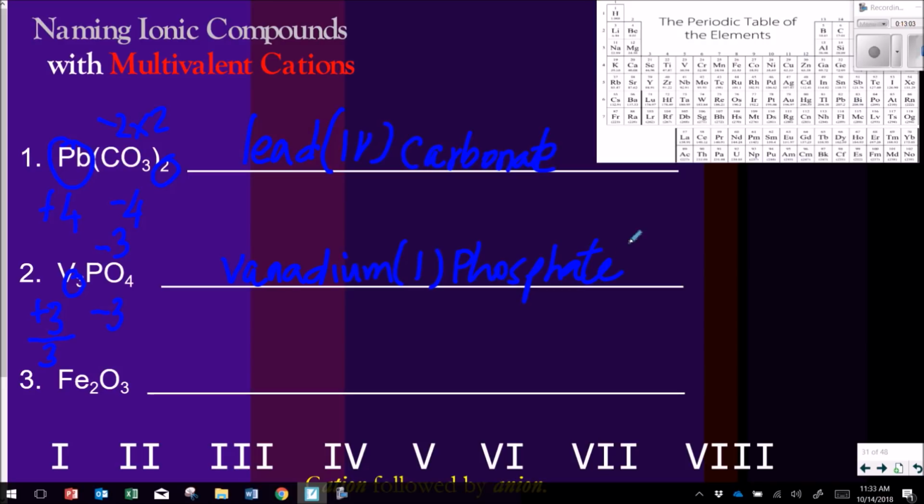The last one is Fe2O3. I know the charge on oxygen to be -2, and I'll multiply that by 3 because I have 3 oxides. So that gives me a -6 on the oxide side. The total on the iron side has to be +6. I have 2 ions over here, so I divide that by 2 to give me iron 3 oxide.